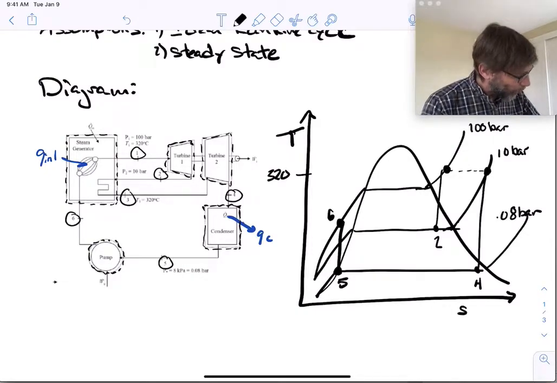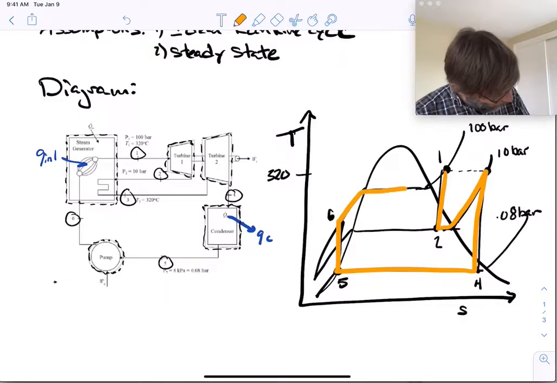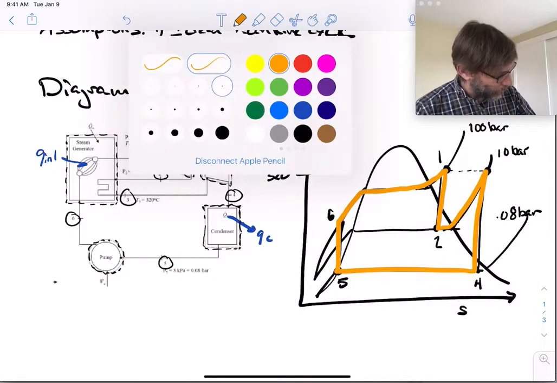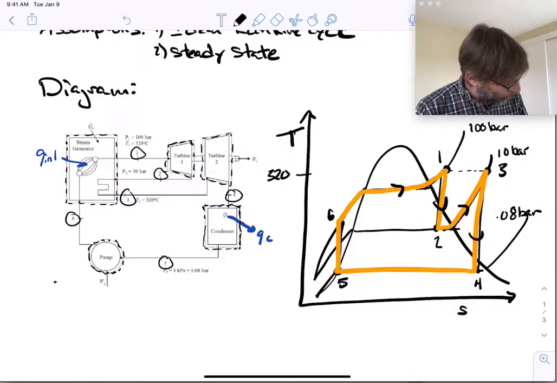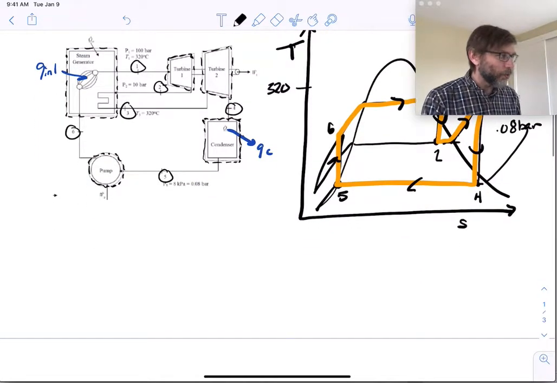So where's 1? There's 1. If I just put this in color, let me use sort of an orangey color. We can just follow it. So we have 1, 2, and then 3, 4, 5, 6, and then 1, like that. We're going to call this one 3 here. Okay. Do I have all the states? I've labeled all the states. I have all the temperatures and pressures. It would be nice to put some arrows on here, so we know which direction everything's going. But okay, we did that. That's pretty much what we have to do in terms of that.